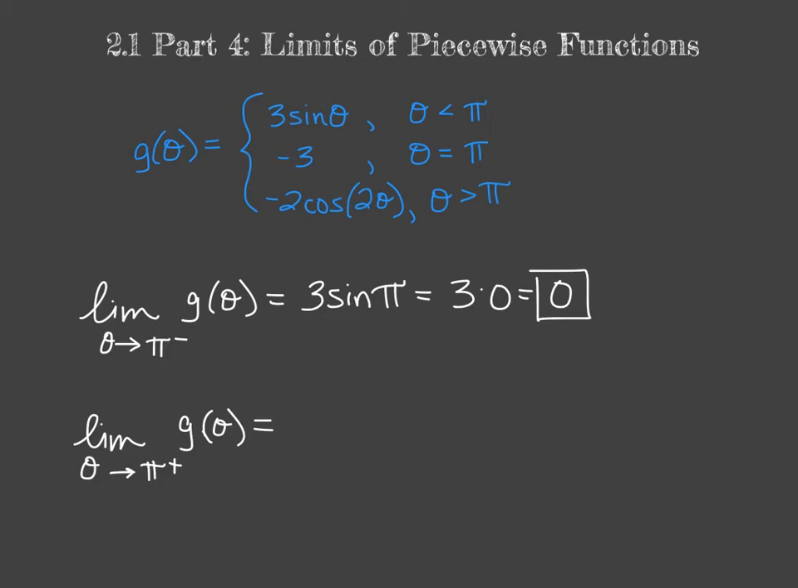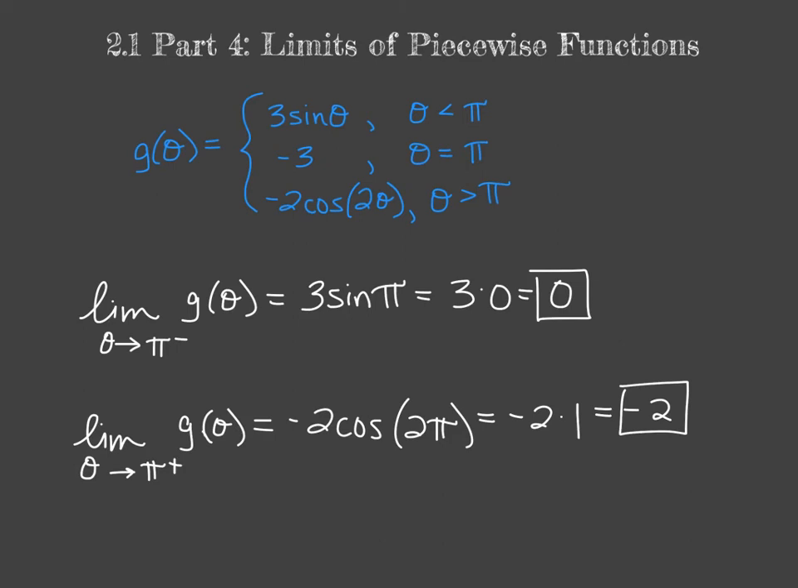Then we want to see what happens as theta approaches pi from the right. Approaching pi from the right would be here, because approaching from the right our value is greater than pi. And so we are going to use direct substitution and plug in here. So we will do -2 cosine of 2 pi, and the cosine of 2 pi is 1, so we'll have -2 times 1, which is -2.